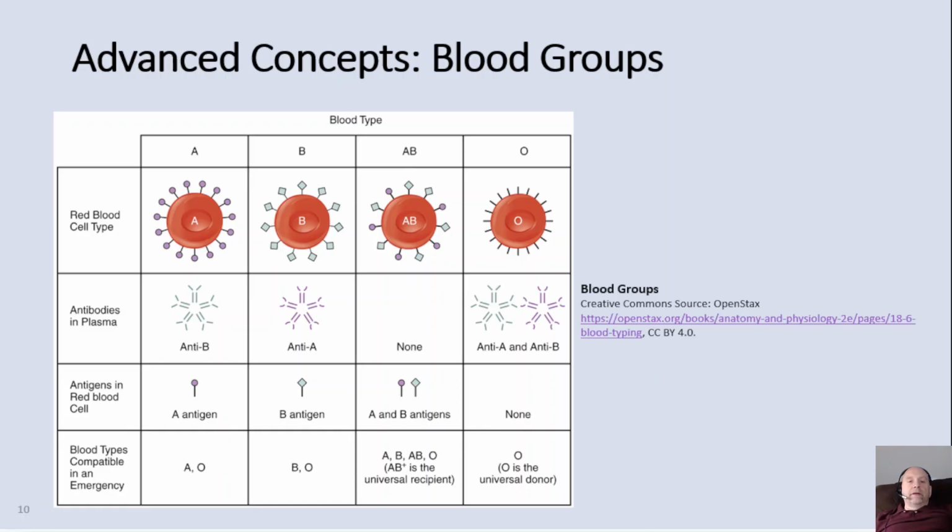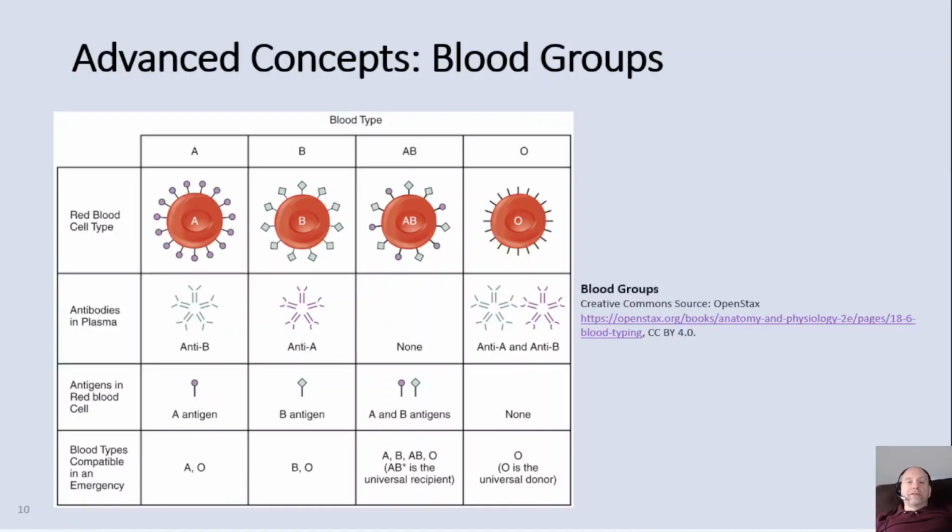Type AB blood contains both A and B antigens on the red blood cells, but the blood has no circulating ABO antibodies. Type O has no A or B antigens on the surface of the red blood cells, but does contain both anti-A and anti-B antibodies in the blood.